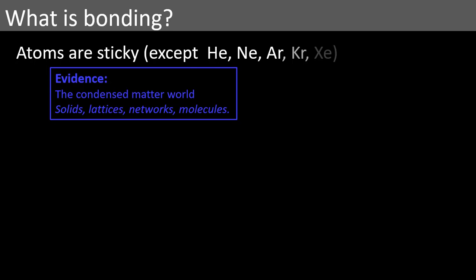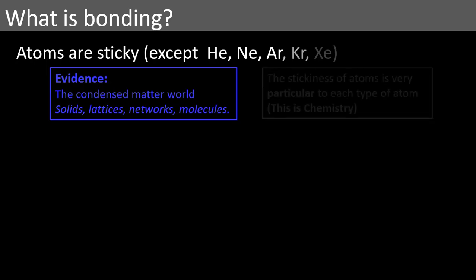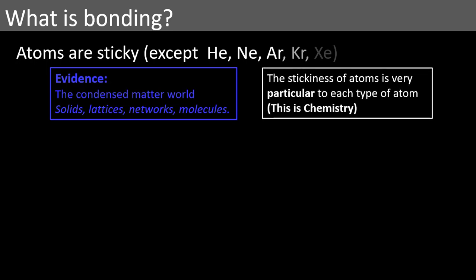The only exceptions to this almost universal stickiness are the group 18 elements. Discovered by Ramsay here in Glasgow, these elements are special. These atoms hold the key to understanding chemical stability, and it all comes down to their electronic configurations.